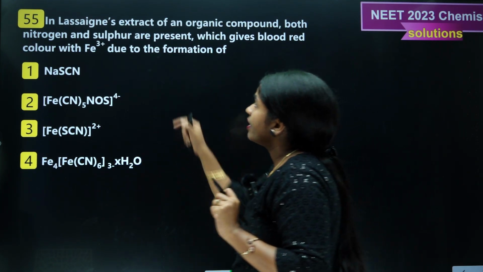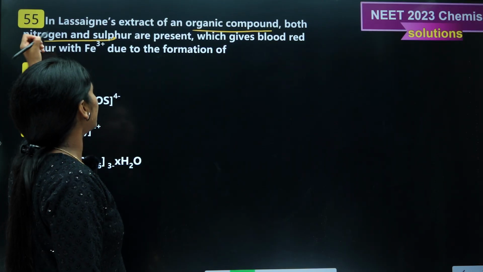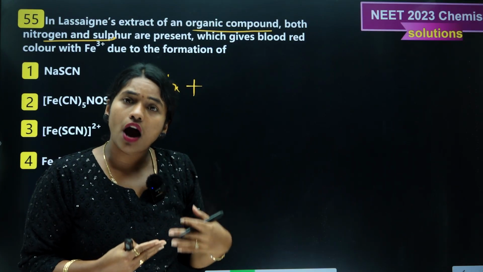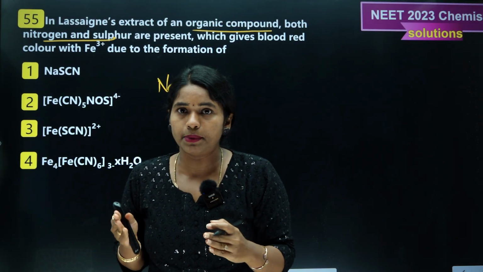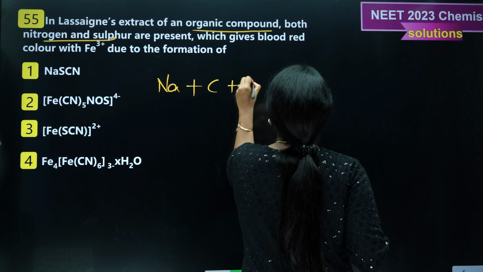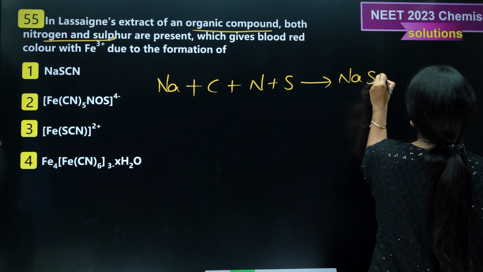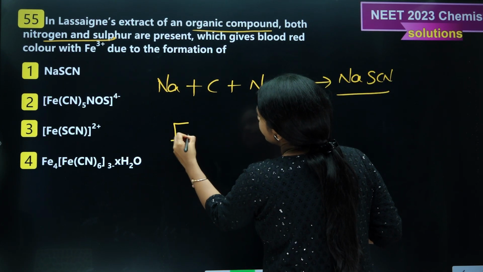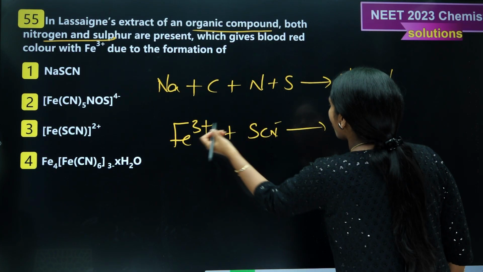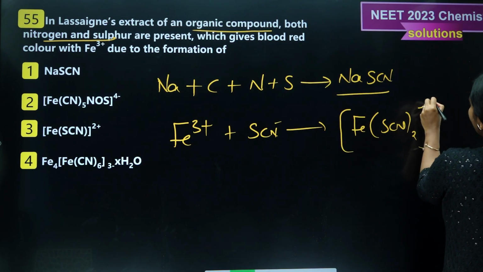Question number 55. In Lassaigne's extract of an organic compound, both nitrogen and sulfur are present. When you are making the extract, if the organic compound contains carbon, nitrogen and sulfur, they all react and form NaSCN. Now this NaSCN reacts with the Fe3+ ions. It dissociates into Na+ and SCN minus, and it forms FeSCN 2+, a blood red colored complex.